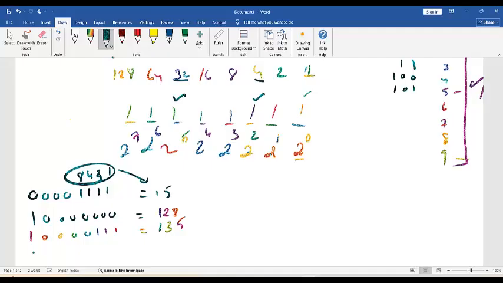Let's do another one. 1, 1, 0, 0, 0, 0, 0, 0. 192. Exactly. 192. 128 plus 64. Great.